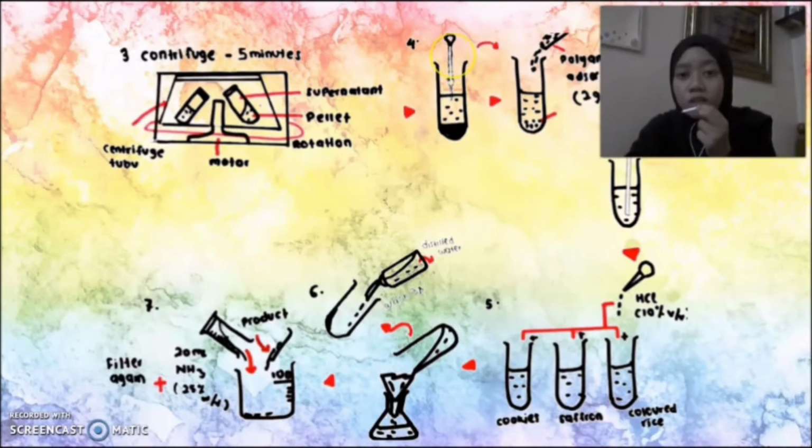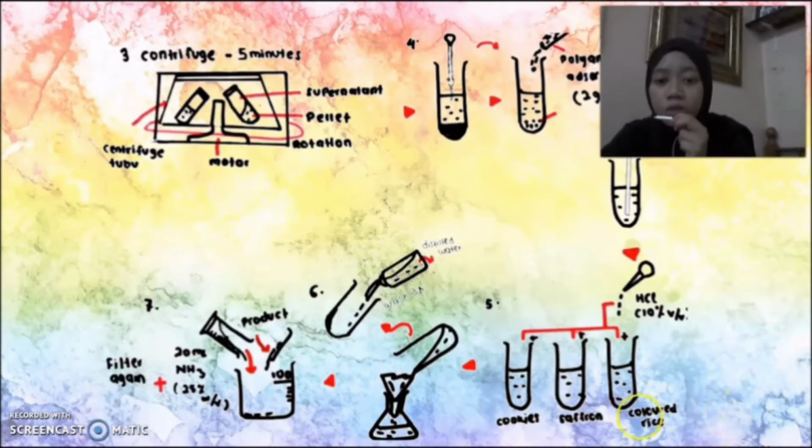We must transfer the supernatant to another test tube, and we add 2 grams of polyamide absorbent, and we mix well. We stir the solution, and then to change the pH we must add hydrochloric acid, HCl, to every test tube. And next what we need to do is filter. We filter the solution.